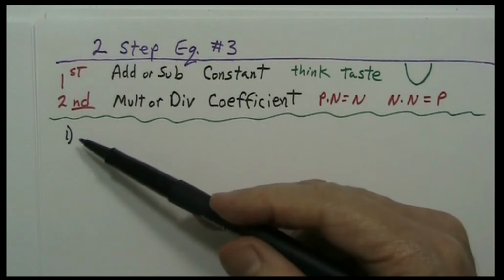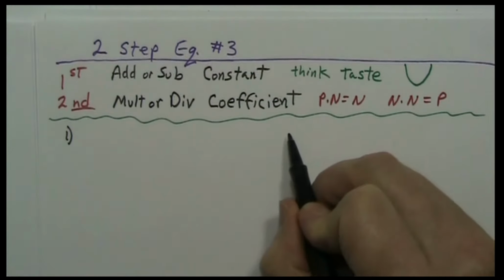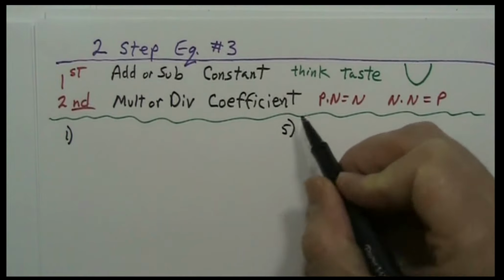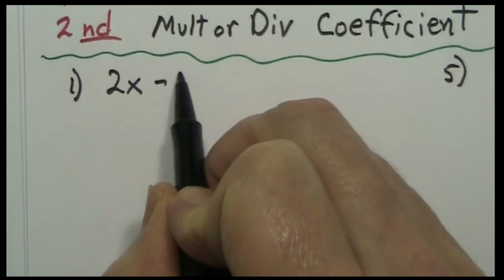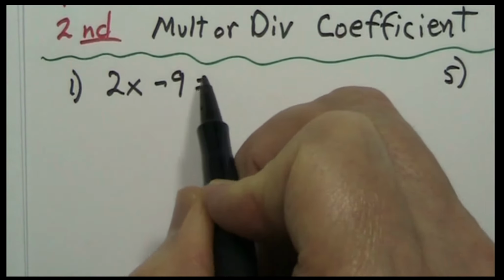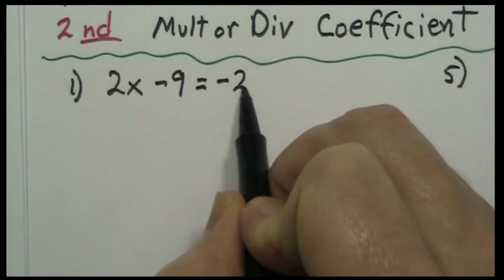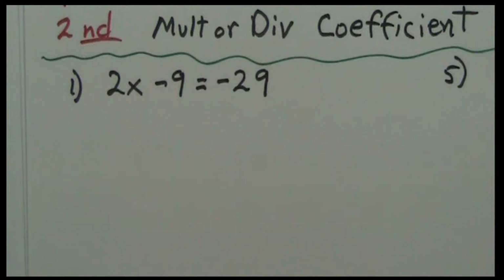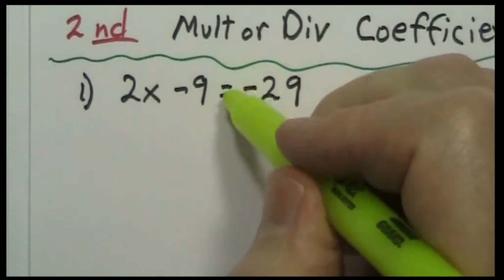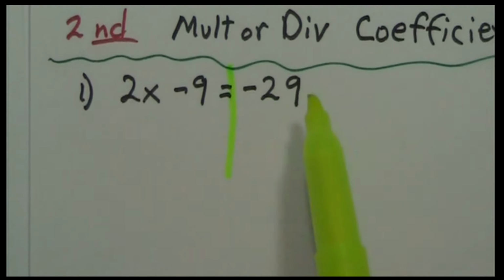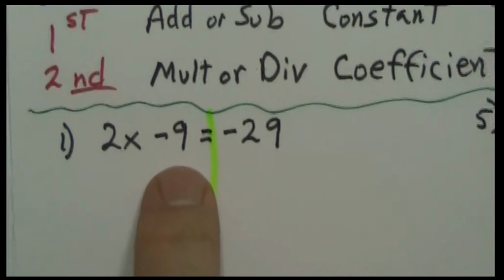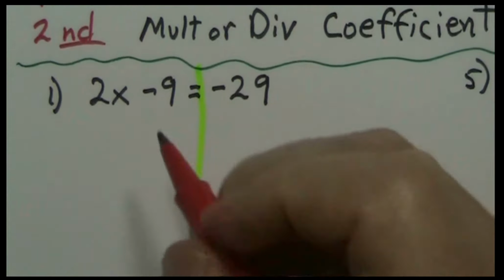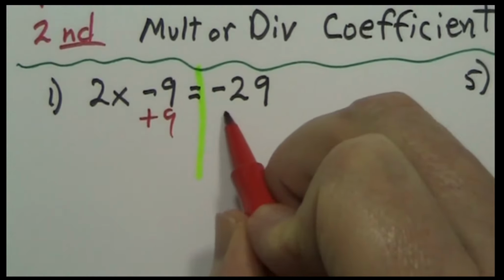We'll do 8 problems. I'll do 4 on the left, and I'll come back up here, do number 5 through 8 on the right side. So remember, you have a left and right side. What you do to one side, you do the other. So remember, we're first going to add or subtract the constant. That's the constant, so we will subtract it. It's already a minus, so we'll add it. Add 9. Add 9.